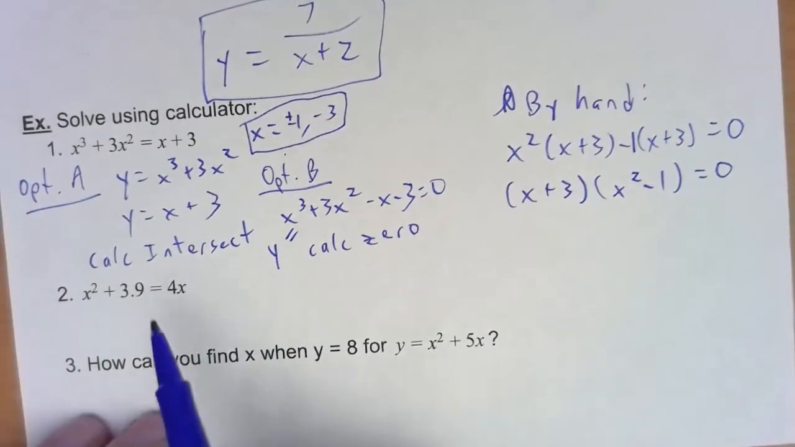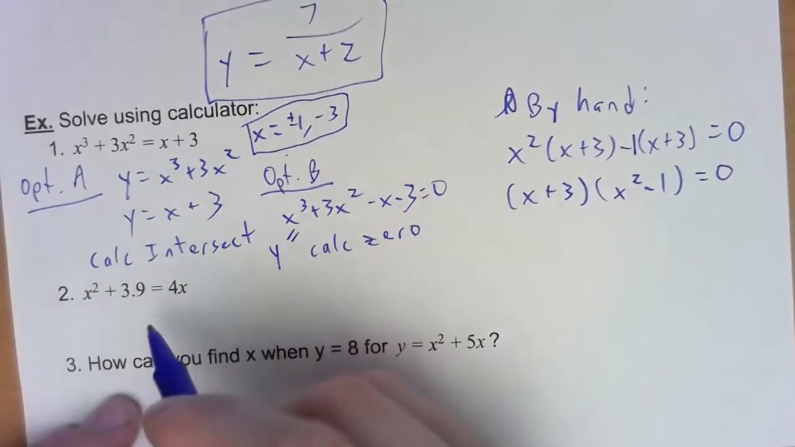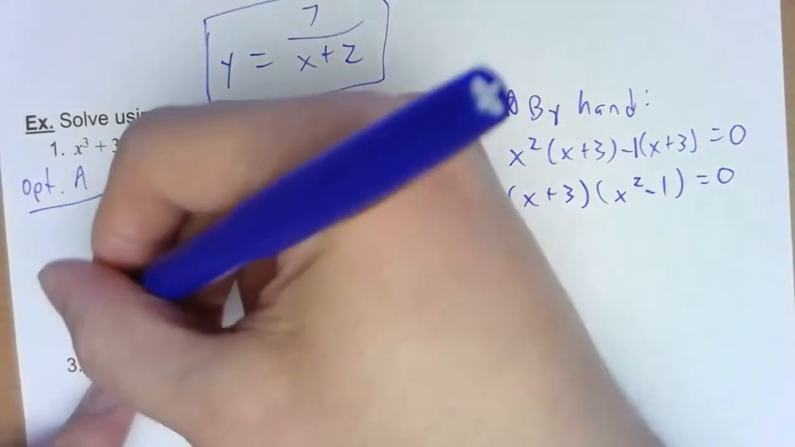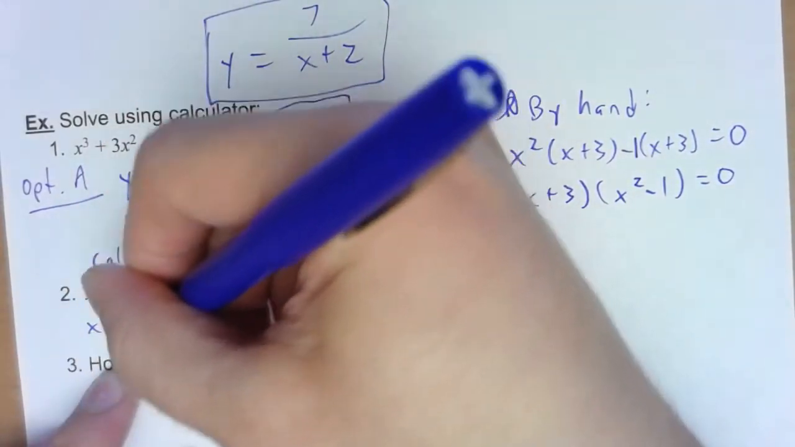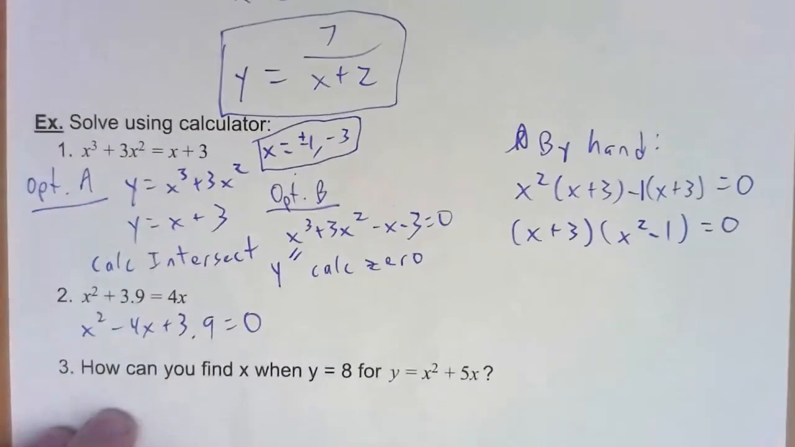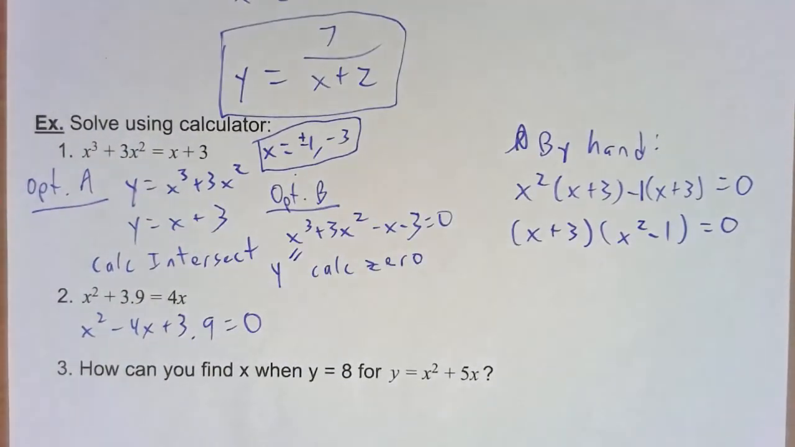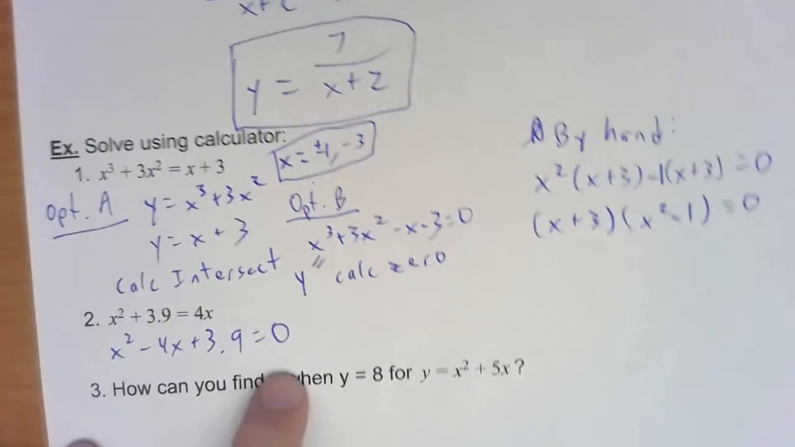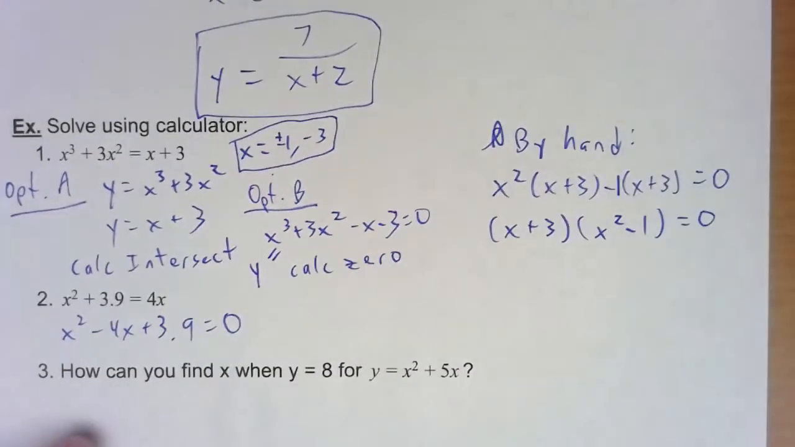So if we look at this one, I think I would probably do the equal to 0 option. If you try calc intersect, sometimes you won't be able to see the different intersections clearly. Sometimes they'll kind of overlap and be too close together. So typically what I'll do is I'll do the calc 0 method, unless it's a system.